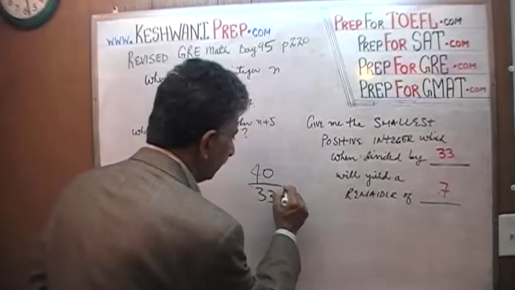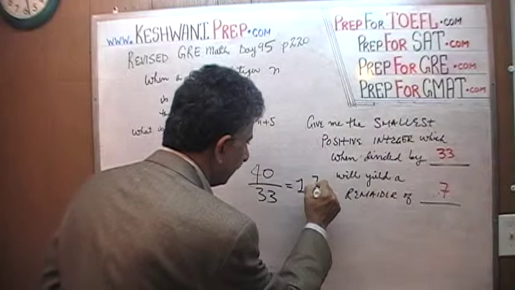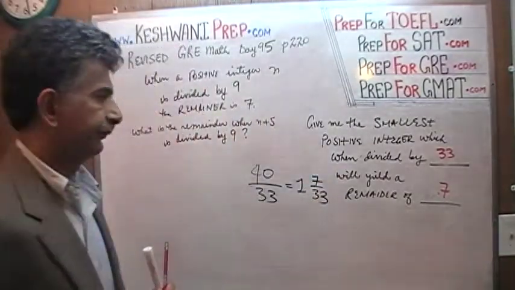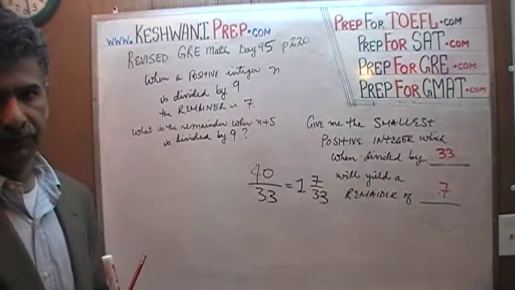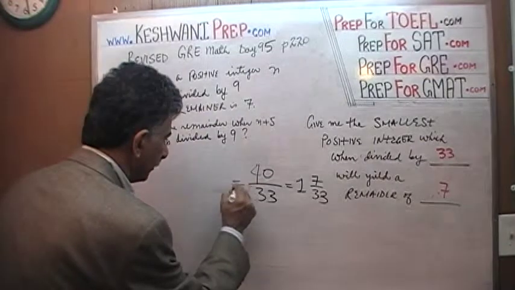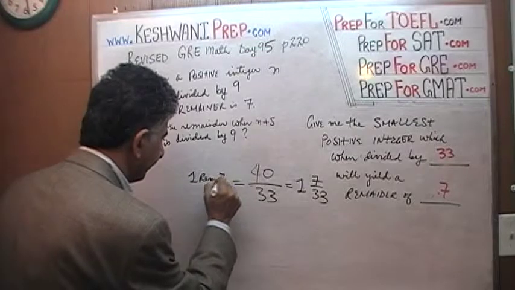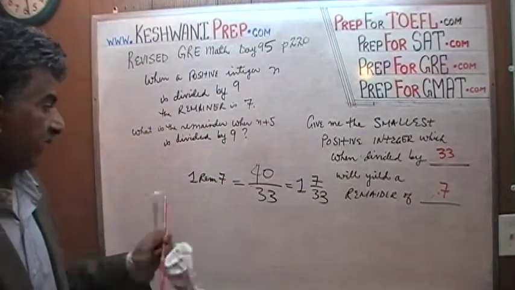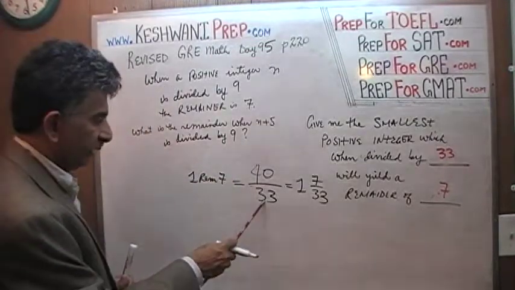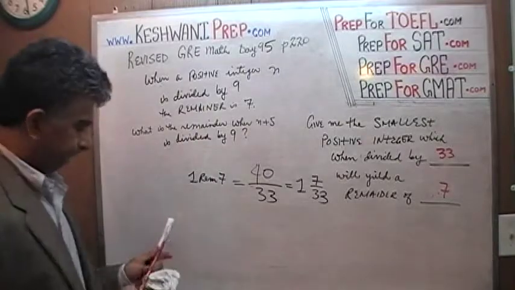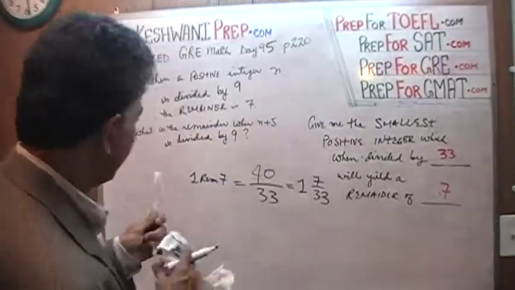If you were to do that, you will get 1 and 7/33. Or if you like, you can also write that as 1 and remainder 7. Some people write it like this. A remainder 7, since we're dividing it by 33, is 7/33. Now let's do this problem here.